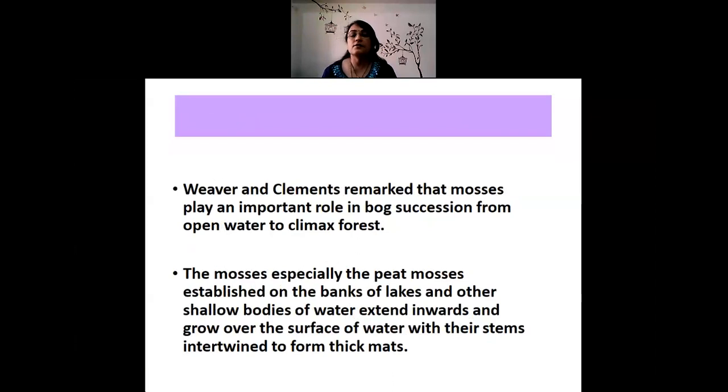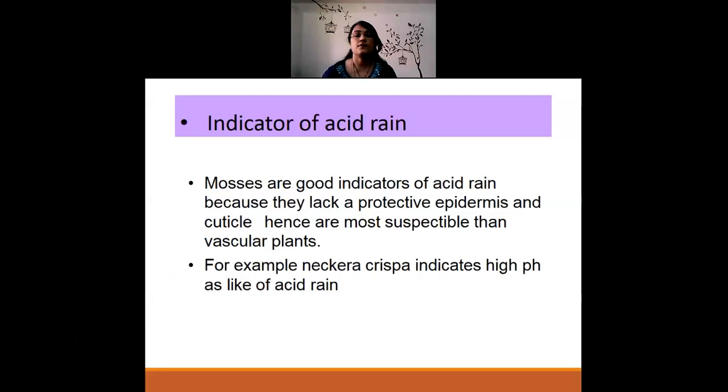Another use is that it is very useful in bog succession, that is, from open water to climax forest. The mosses, especially the peat moss, established on the banks of lakes and other shallow bodies of water, extend inwards and grow onto the surface of water with their stems, which are intertwined to form thick mats, forming a soil stratum and covering the water surface, leading to the formation of climax forest.